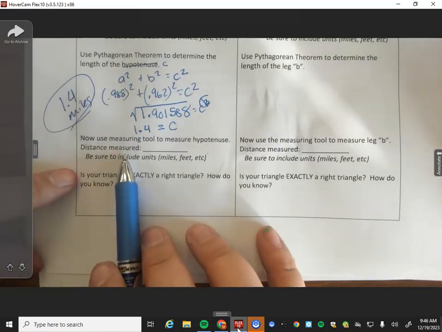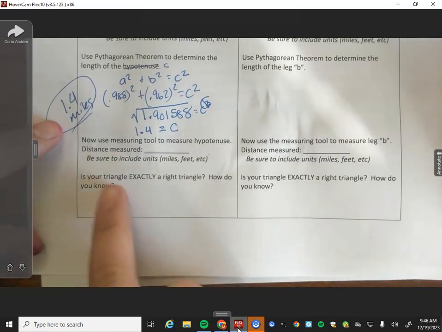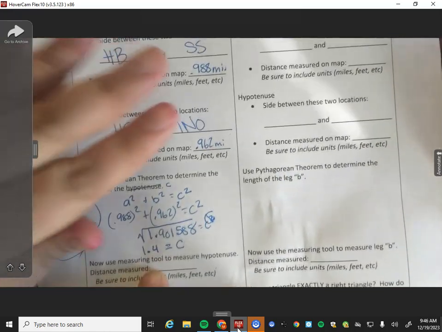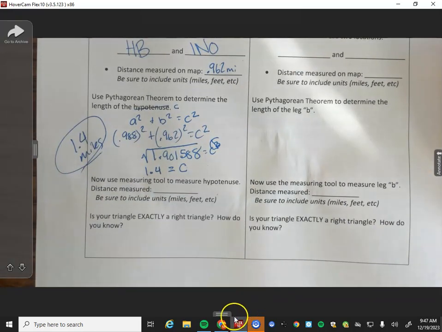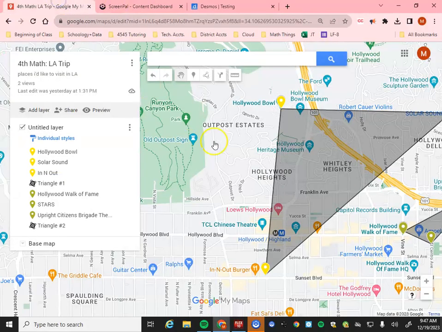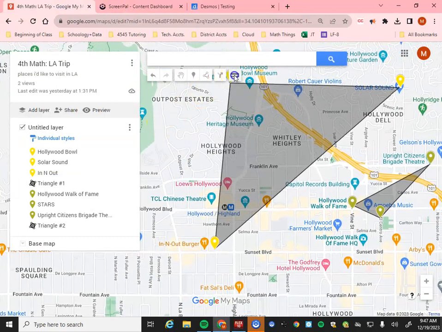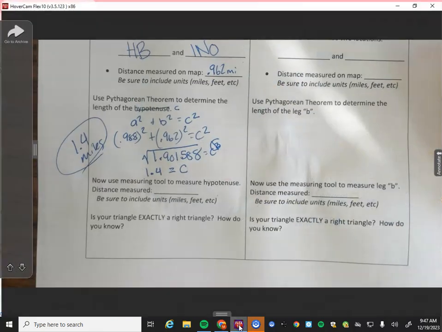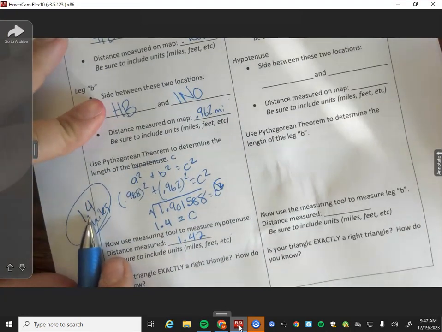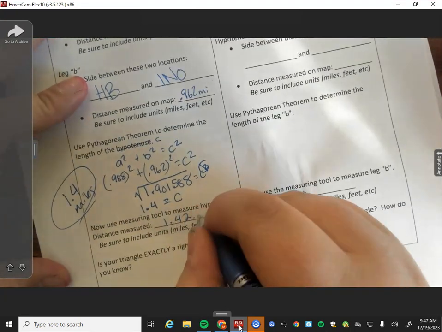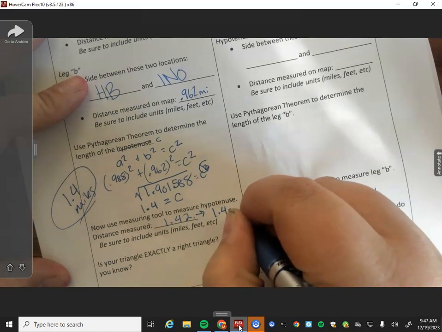Now we're going to use the measuring tool to measure the hypotenuse. So if we've done everything correctly, making our right triangle, doing our math, then those numbers should be the same. So now we go back here and we want to measure the hypotenuse. So I'm taking my ruler icon and measuring from In and Out to Solar Sound because that was my hypotenuse. That is 1.42 miles. I rounded the other to the nearest tenth, so I'll also round this to the nearest tenth. That would make it 1.4 miles.